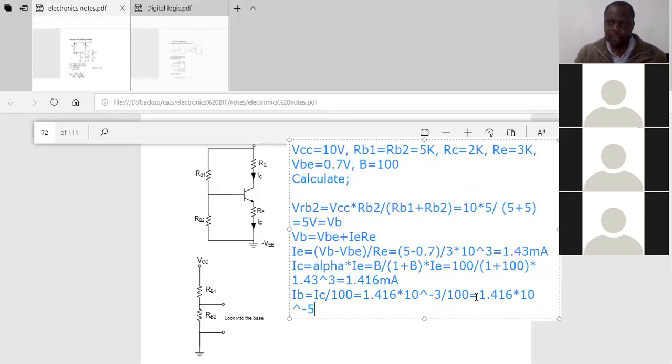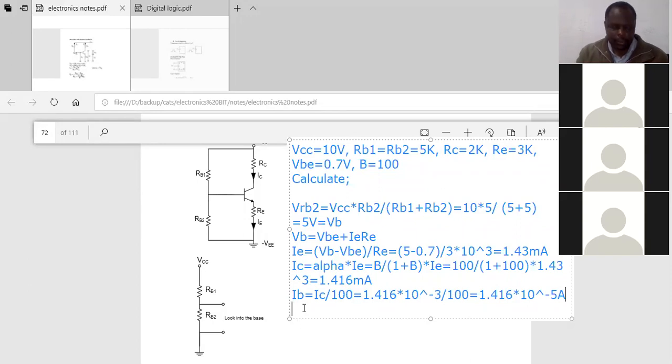So you already have those values. And this is actually in amperes now. 10 to the power negative 3, no, negative 5, sorry. Because it's negative 3, if you divide by 100, it goes up to minus 5. That becomes minus 5. Eh?